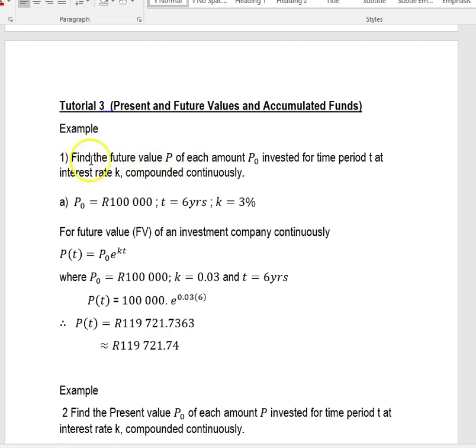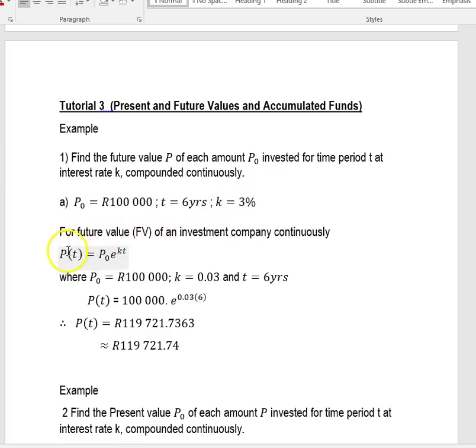Let's start with the future value. Find the future value P of each amount P0, investment for time period T at interest rate K, compounding continuously. Now we have been given P0. This P0 stands for our present value. T there is the number of years, 6 years, and K is the interest rate.